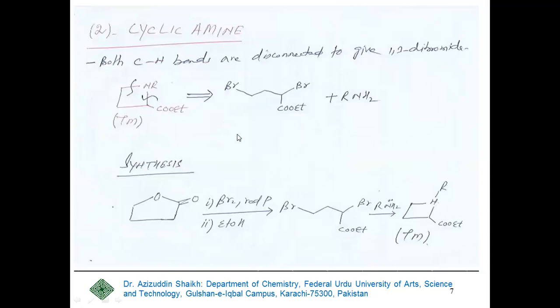Another four-membered ring: the cyclic amine. Two CN bonds are disconnected to give a 1,3-dibromide, and this is a primary amine. This is the synthesis. This reacts with bromine, phosphorus, and ethyl alcohol. We will obtain this 1,3-dibromide ester, which reacts with the primary amine. As a result, we will obtain the target molecule.